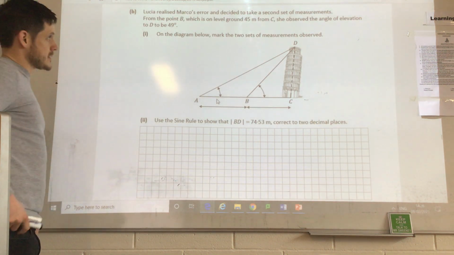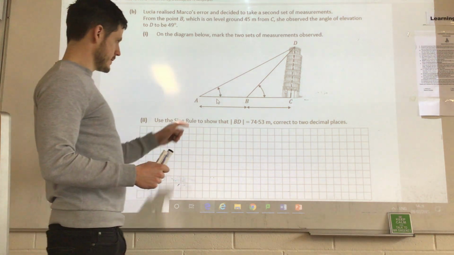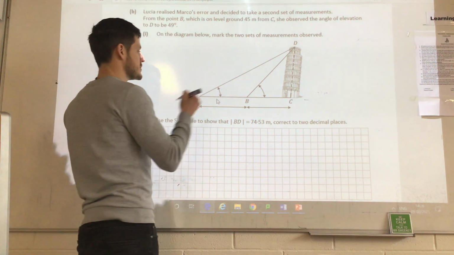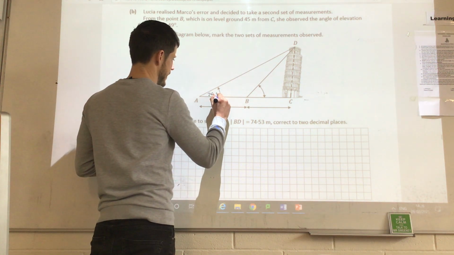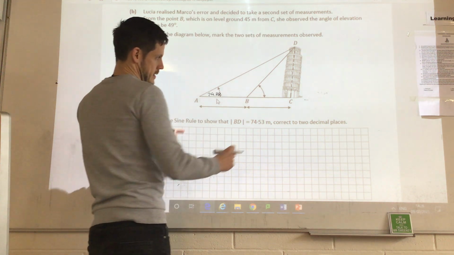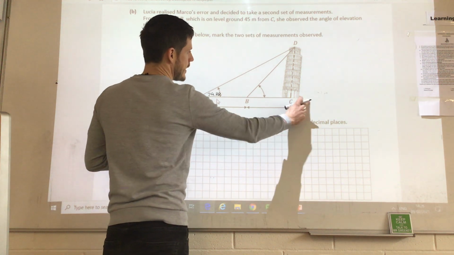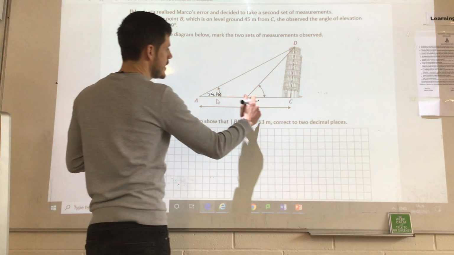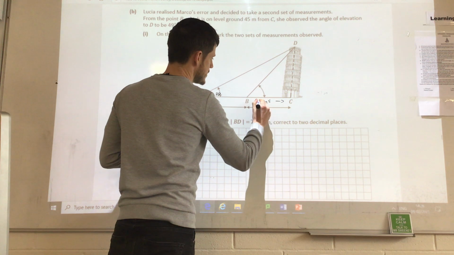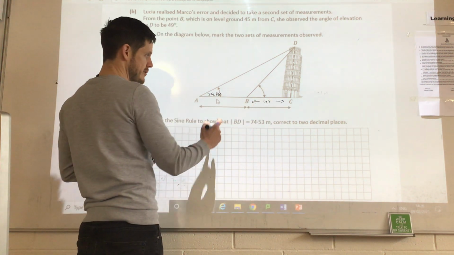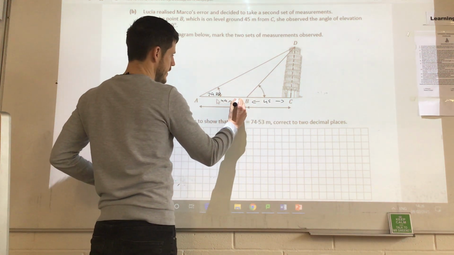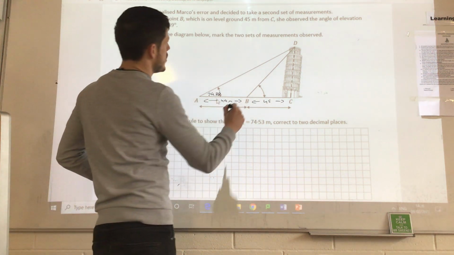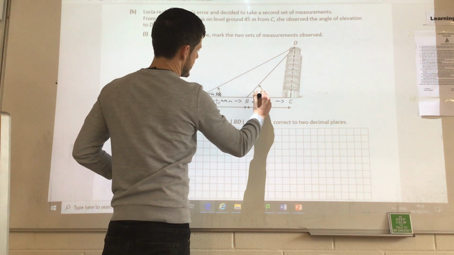Lucia realised Marco's error and decided to take a second set of measurements. So this here, point A, is Marco's measurements, which the original one was 29.88. This here was 94. And it says Lucia's measurement started at point B, which is 45 meters here. So if this is 45 meters and the original was 94, that means this must be 49 meters. And it says that Lucia's measurements are 49 degrees from here.